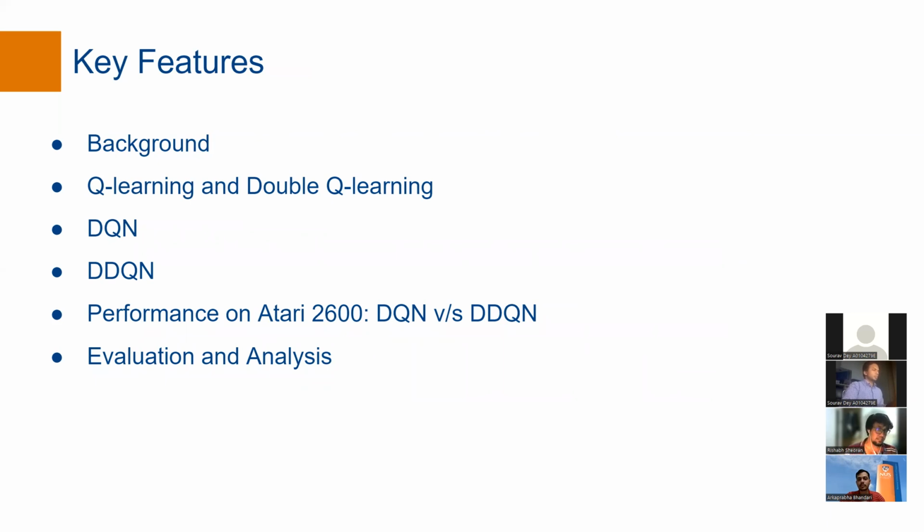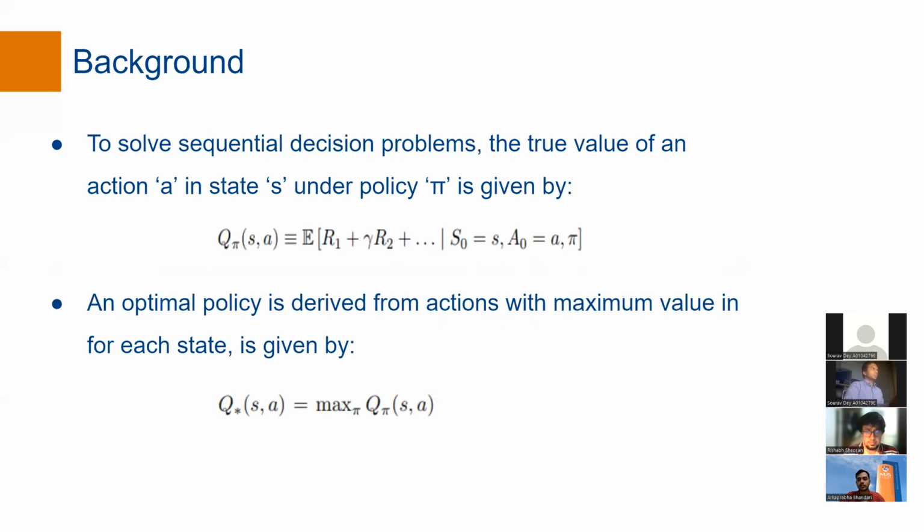So I'll be talking about Q learning, double Q learning, DQN, DDQN, and the performance of DQN and DDQN on the Atari 2600 domain. And finally, I'll be mentioning my implementation and analysis of the performance of DQN and DDQN on the cartpole environment. So next slide.